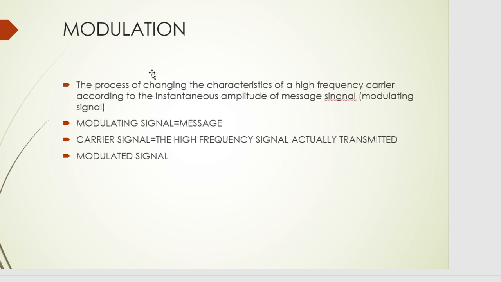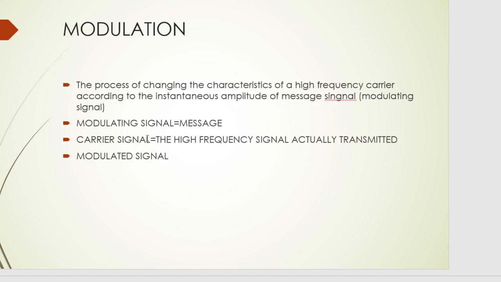So, I think the word modulation is quite familiar to you. You have already completed the analog communication course in the previous semester, so I hope you know the fundamentals of modulation. You know that the definition of modulation is the process of changing the characteristics of a high frequency carrier according to the instantaneous amplitude of the message signal.